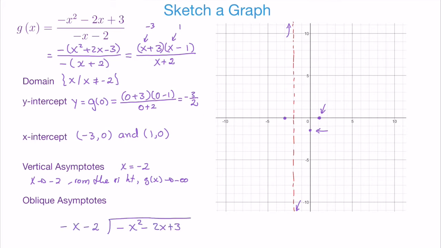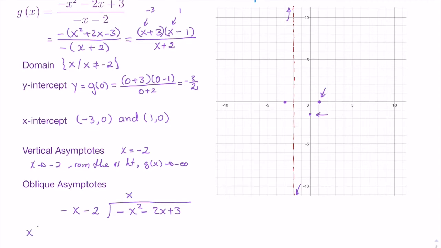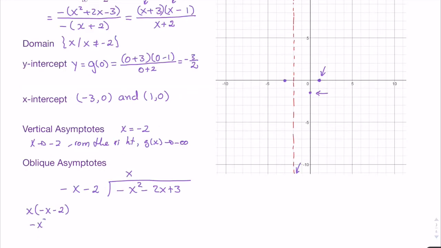And we'll do the same. -x squared divided by -x is x. Then you multiply x times -x minus 2, which is -x squared minus 2x, and subtract. Change signs. That's x squared plus 2x. And add. They cancel out. These also cancel out. And we get just a 3. So we're done with the division.